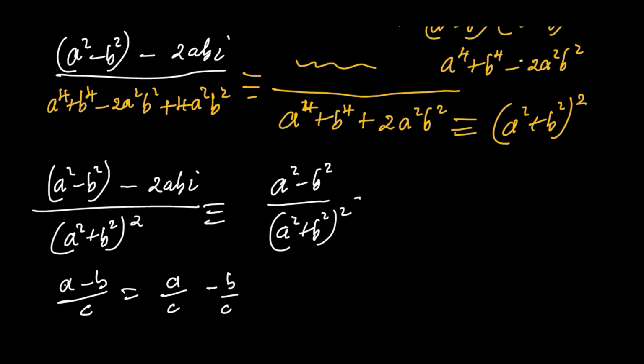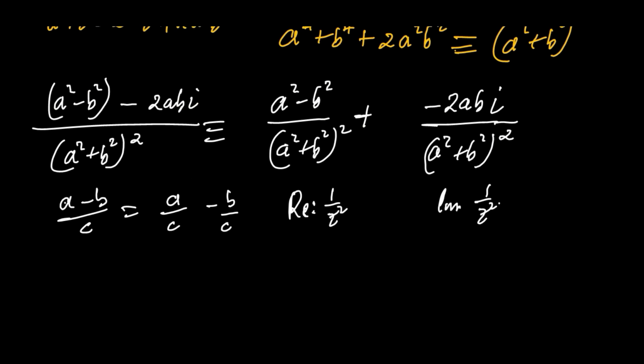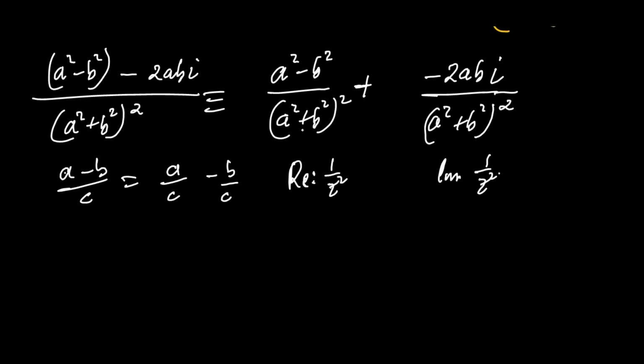And minus, or we can even write plus, now minus 2abi divided by a squared plus b squared, now all that squared. So looking at this, we see that we have separated our complex number. This is the real part of 1 over z squared, and this is the imaginary part of 1 over z squared. So usually these are MCQ questions, and to have the solution, you simply follow these steps. If you have a complex number in the denominator, take the conjugate and separate your fractions, and you have something like this. So that's actually the solution.